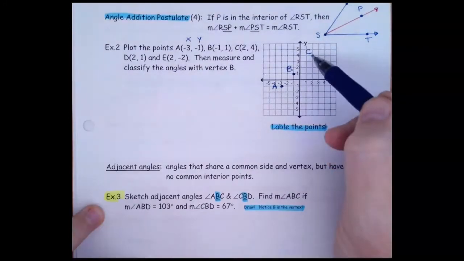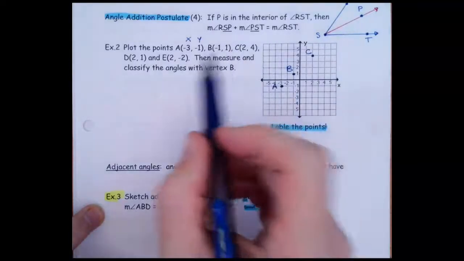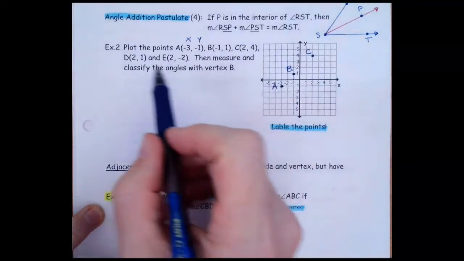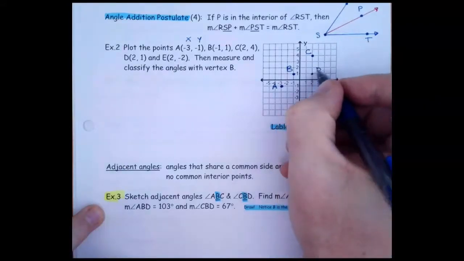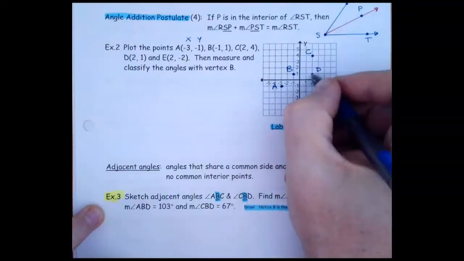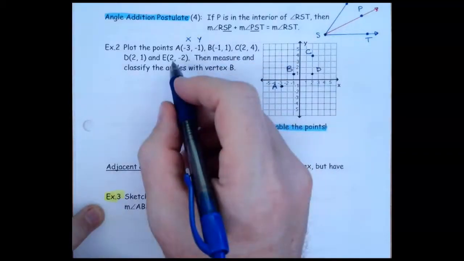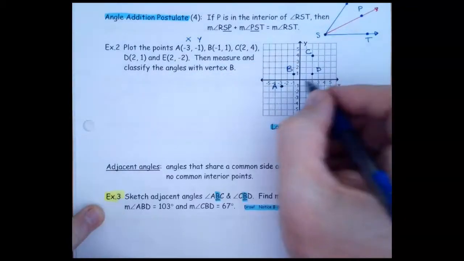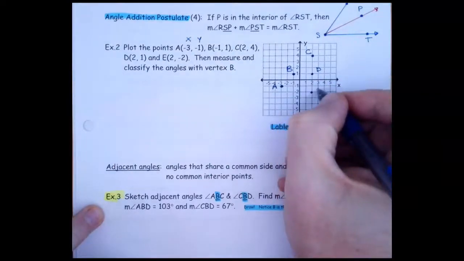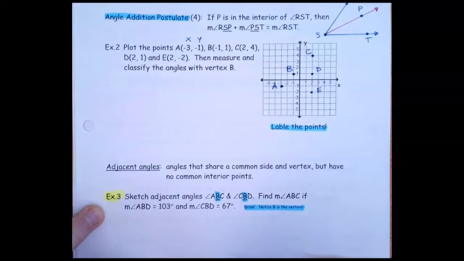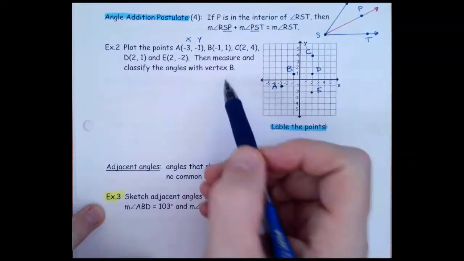So you can see I've plotted B and C here. I'm going to continue on with D. So D is 2, 1. So I'm going to go to the right 2 and up 1. And that's going to be point D. And again, you can pause to plot E. So E is 2, -2. Okay, then it says measure and classify the angles with vertex B.